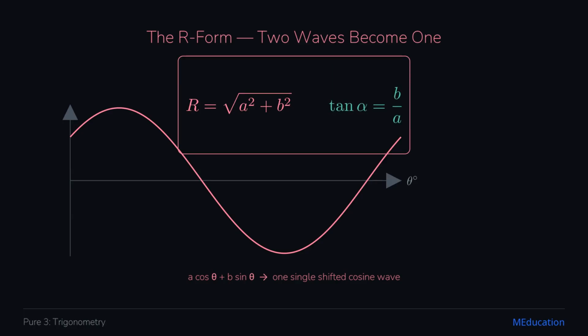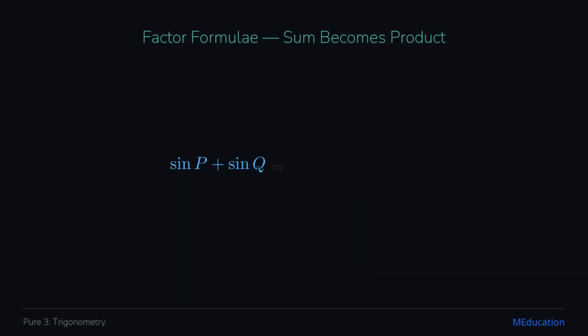Finding the dials is pure Pythagoras and a quick angle. The amplitude R is the square root of a squared plus b squared. The phase alpha comes from tan alpha equals b over a. So you compress 2 waves into one, read its peak straight off as R, and solving the equation becomes trivial. 2 unknowns, 2 tidy formulae.